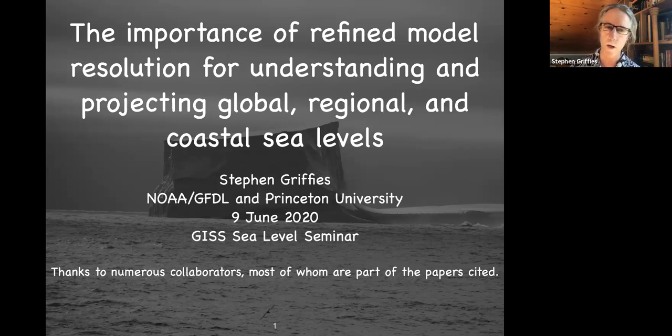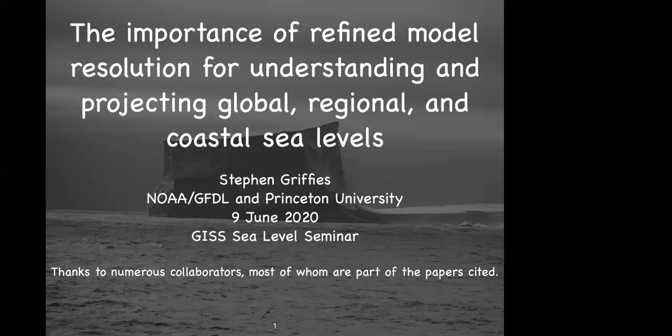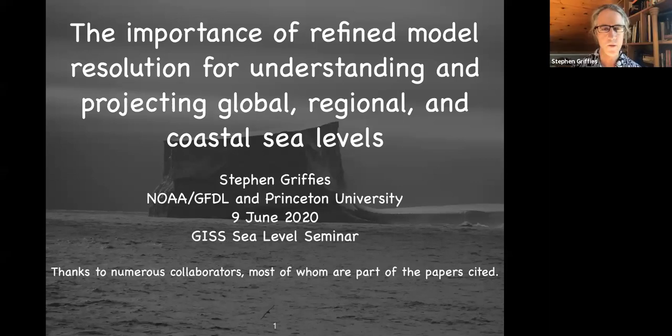models. And we're running these for climate, maybe not routinely, but we're starting to look at simulations. And I'd like to give you some reasons why it's pretty important for us to continue pushing that resolution bound in order to understand what may actually happen regionally and coastally with sea level.